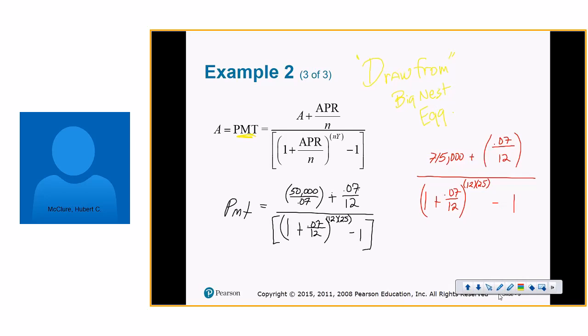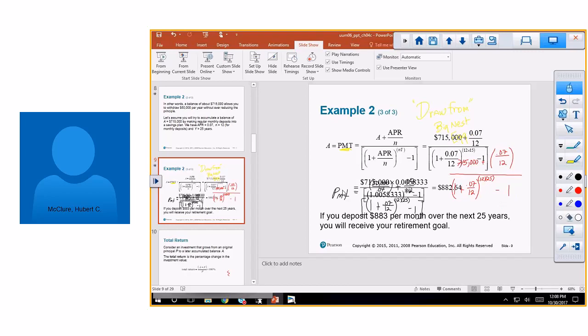Because I'm not getting the same thing they're getting. 0.07 over 12, 1 plus 0.07 over 12, minus 1. I don't know where they're getting the 15. If anybody wants to tell me where they're getting the 15, I'll be glad to listen to you, but I have no idea where they're getting that 15. Looks like to me it's not right.